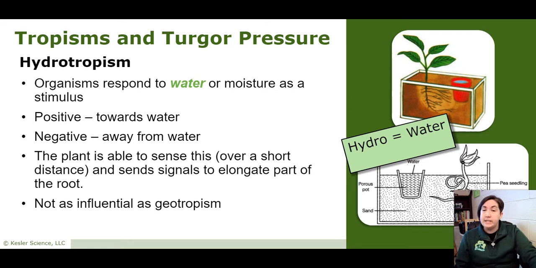Hydrotropism. Organisms respond to water or moisture as a stimulus. Positive, towards the water. Negative, away from water. The plant is able to sense this over a short distance and send signals to elongate part of the root. Not as influential as geotropism. So hydrotropism doesn't make as big a difference as geotropism when it comes to the roots seeking water.